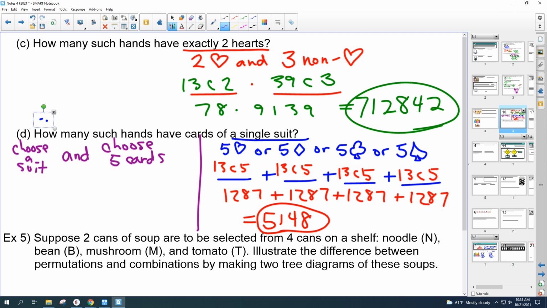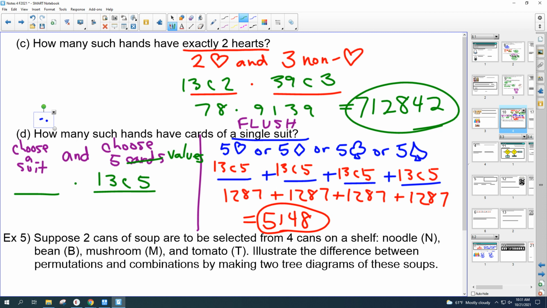That's called a... Anybody know what that's called, by the way? 5 cards of a single suit. All the cards of the same suit. It's called a flush. But if I want to choose a suit and then choose 5 cards, well, we've already done that. There are 13 of those cards. I guess I could have said values. Choose 5 values of cards. Out of the 13 different values there, we're choosing 5 of them.